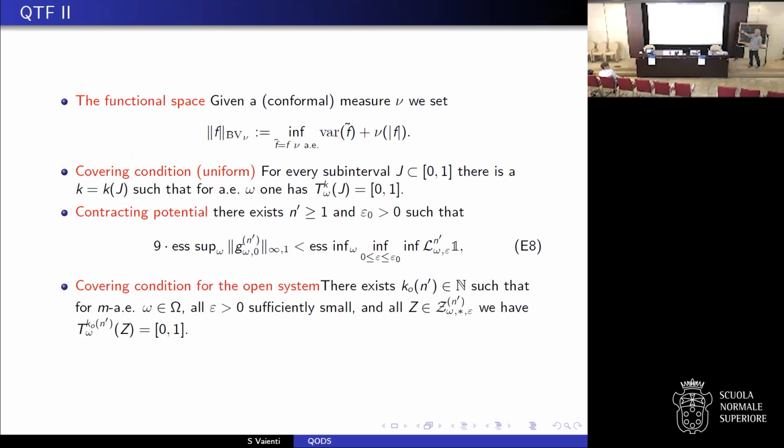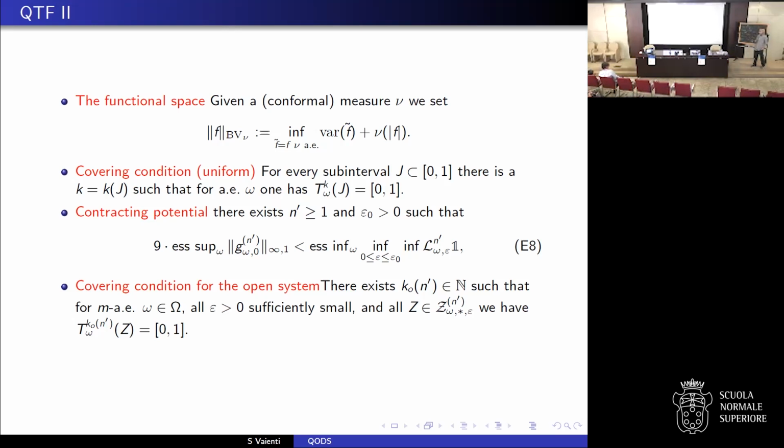Then we have the functional space. In this case, it is given by bounded variation, but with the choice of a conformal measure from the very beginning. So it's defined in this way. We have some covering condition. In this case, I put a uniform covering condition in order to simplify the presentation, but we also have more flexible covering conditions. Contracted potential, as Gary explained 2 days ago, which are defined in this way.